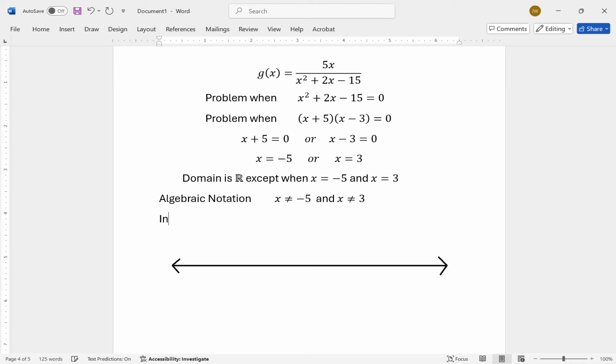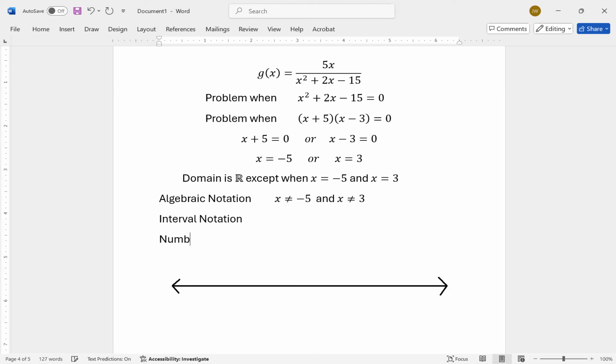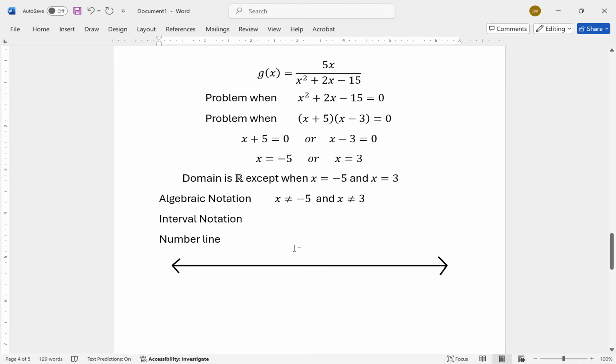Let me do the number line notation before we do the interval notation. So what would happen on a number line is we designate a spot for -5. Let's say that that spot represents the number -5. And we designate another spot which represents the number 3. Now, everything except for those two spots will work. When I can't touch a number, I put an open circle around it.